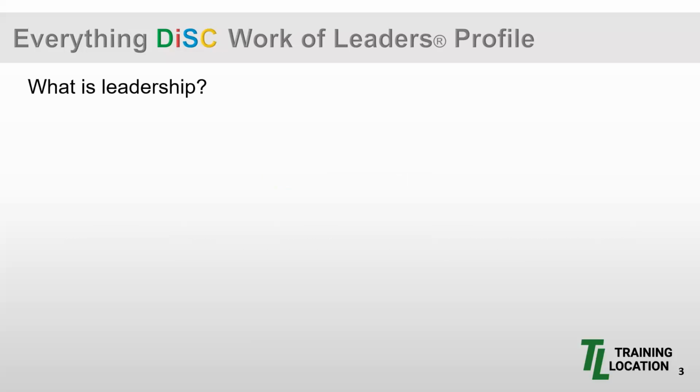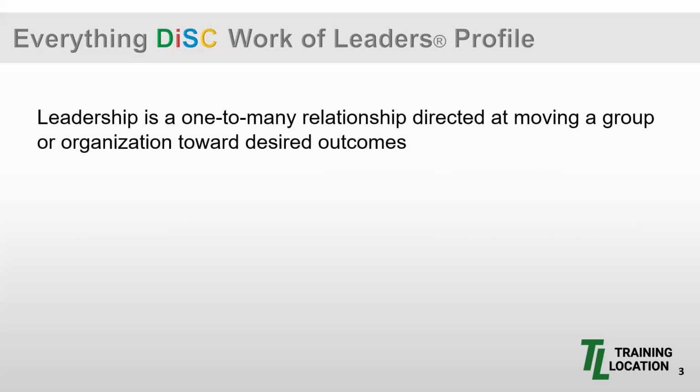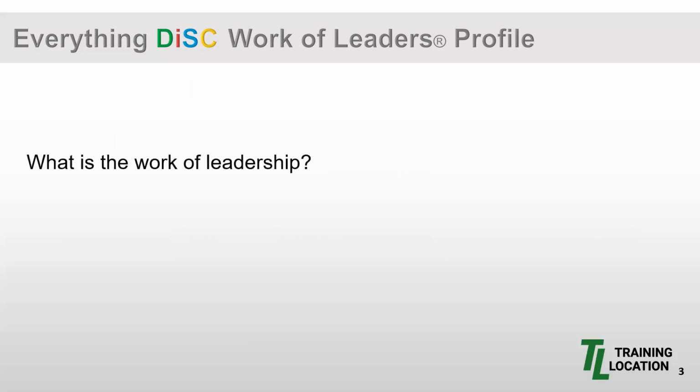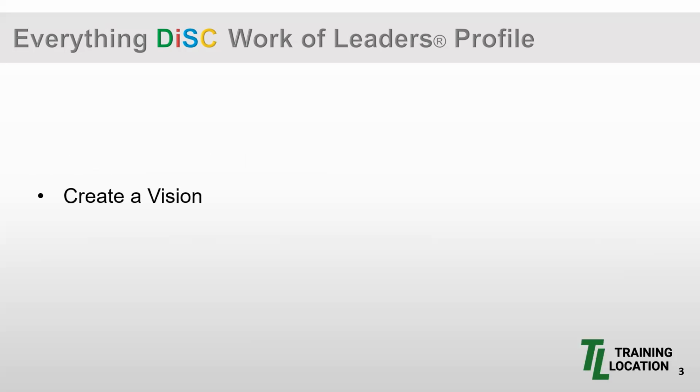So, what is leadership? Well, we don't have that much time in this short lesson. However, I want to share how Wiley defines it as it relates to the work of leaders profile. Leadership is a one-to-many relationship directed at moving a group or organization toward desired outcomes. What is the work of leadership? Research broadly supports the following three aspects of a leader's work. Generally includes creating a vision, building alignment around that vision, and championing execution of that vision.